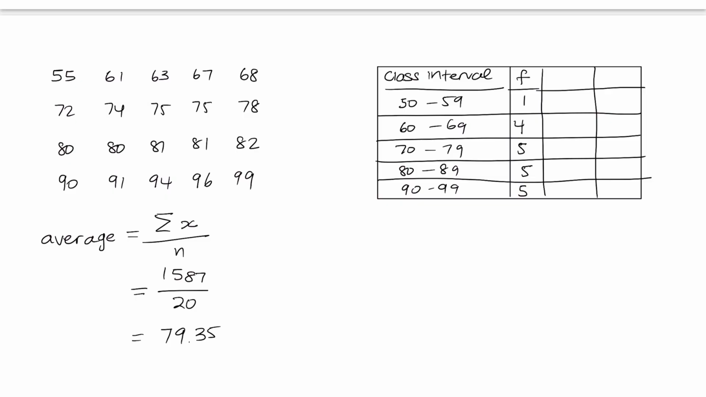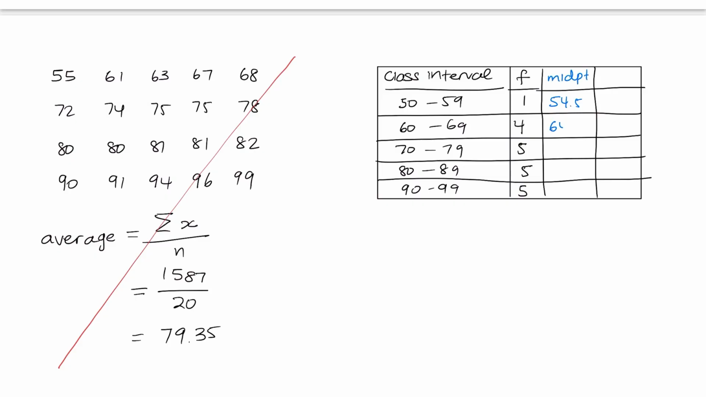So let's assume that this is hidden from us. How do we go about calculating the estimated average? Well, the first thing we need to do is calculate or write down the midpoint for each interval. Now the midpoint for each interval can be calculated by adding the upper limit and the lower limit and dividing by 2. So 59 plus 50 divided by 2. That gives us 54.5. And this is the midpoint.